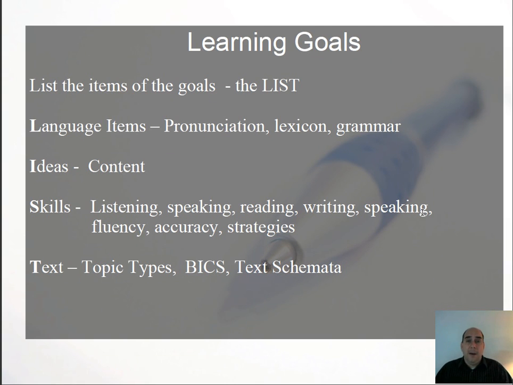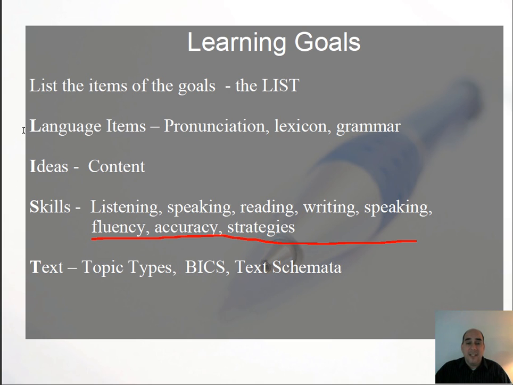Lastly, in this chapter, Nation talks about the learning goals, and that we should list the items and the goals down, okay? And the learning goals, he puts them in this mnemonic list, that there are learning goals that are language related, language items, things like pronunciation, lexicon, and grammar. And those should be goals that are incorporated into the class. There are ideas or content. Those should be incorporated into the class. In addition to the language items, there are the skills. Listening, speaking, reading, writing. Also, we have fluency, accuracy, and strategies.